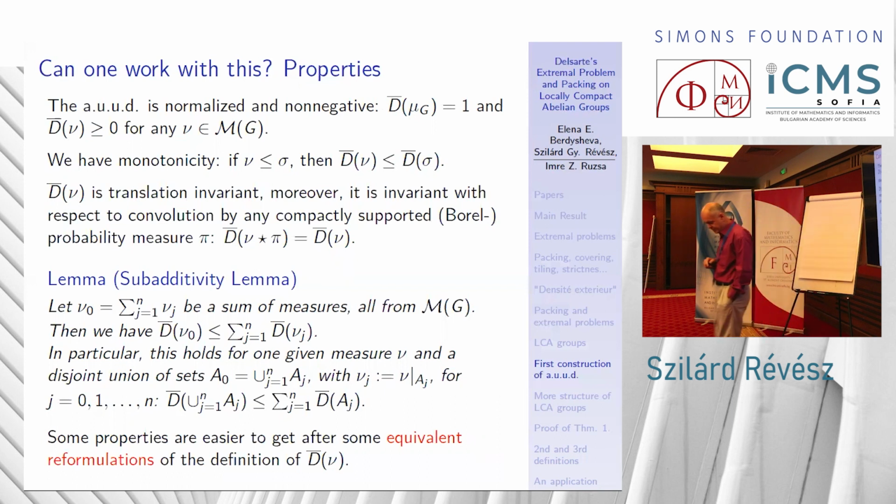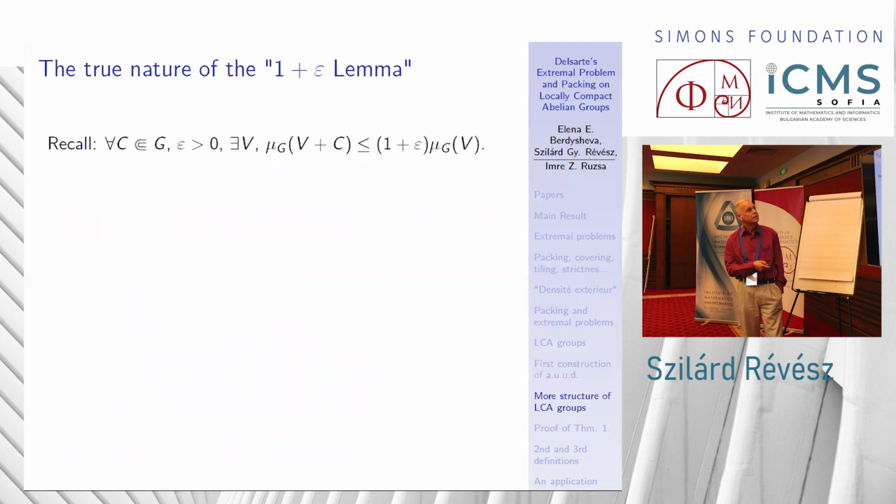But it's also true that with equivalent reformulations, sometimes some properties are easier to see. We are still working on that with Imre Ruzsa. We know up to now something like 8 different equivalent definitions, and there is a quite nice interplay between the various things. I did not explain how. So if I have time for that, I would like to analyze this 1 plus epsilon lemma, giving the key. 5 minutes. Okay, maybe I will do it.